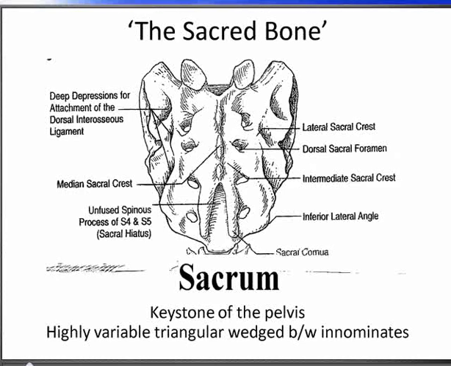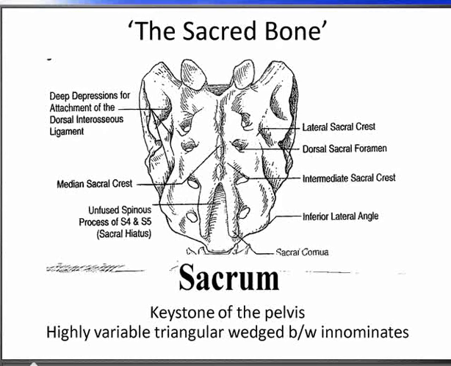Now when we look at the sacrum, otherwise known as the sacred bone, if you look at this picture on the webinar here, what you'll notice is just some depressions that serve as attachment sites for some of the ligament structures, in particular the dorsal interosseous ligament. The median sacral crest is another structure that's easily palpable clinically. The unfused spinous process of S4 and S5, otherwise known as the sacral hiatus, can also be palpated clinically. And then along with that, on either side, the sacral cornua.